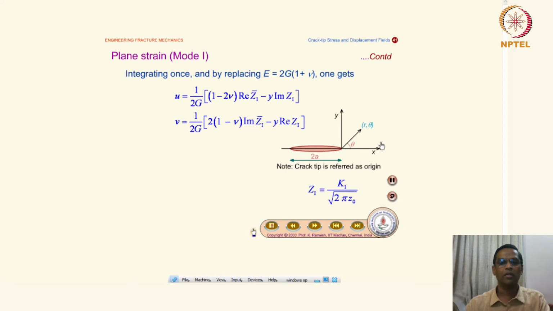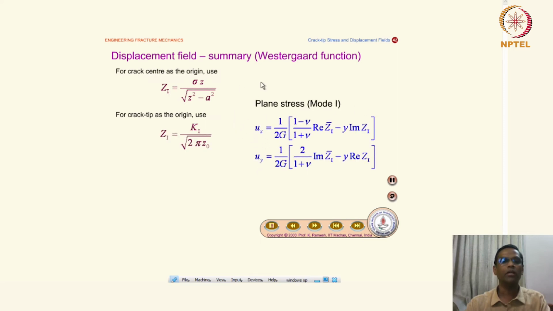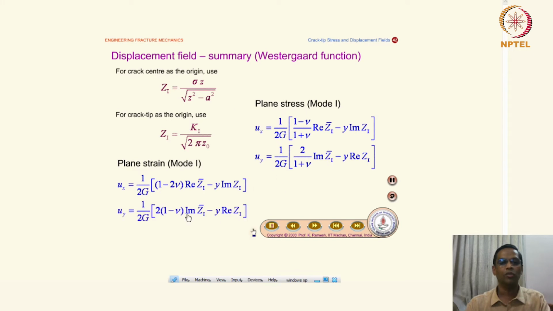So what is important to note here is that this is for the crack tip referred as the origin here. This function is being used, and this is for the center as the origin. So we can also write these expressions in terms of r and theta, like we have done in the stress field. This is just a summary to put the plane stress and plane strain displacement fields for mode 1 for the two conditions.